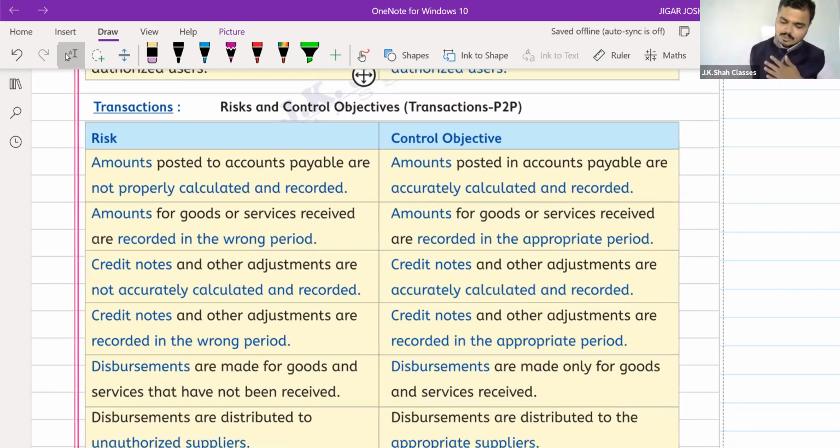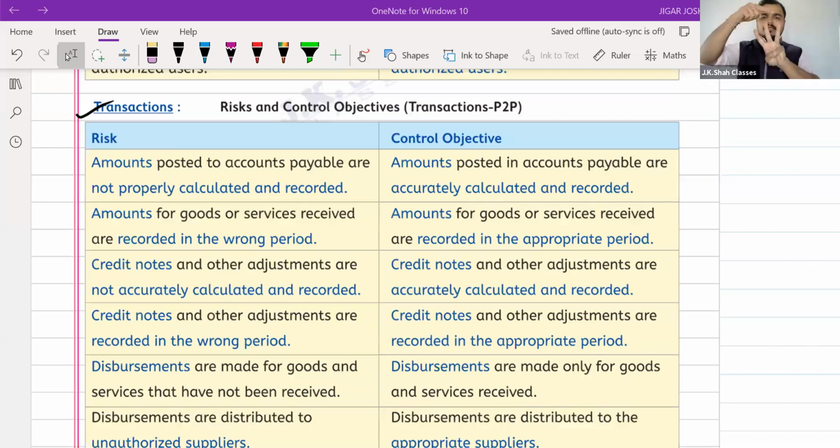Yes, so let us continue with transaction related things. Tell me, in procure to pay, the first and foremost thing was what? Sir, the first and foremost thing is that we prepare a proper purchase order. How many copies for the purchase order, my dear student? Sir, three copies. One will be sent to the vendor, the second will be made available to the store department, and the third one to the accounts department. Just remember the purchase order.